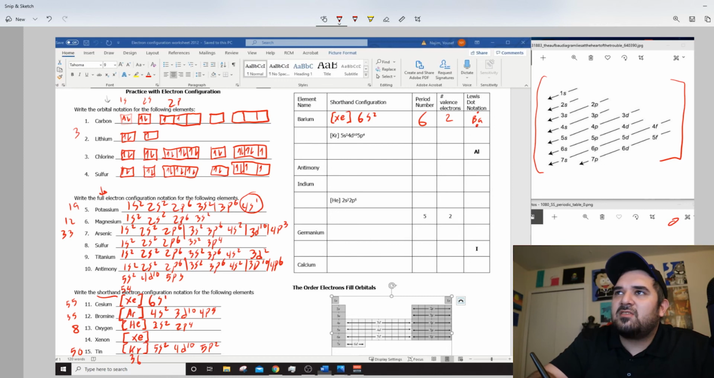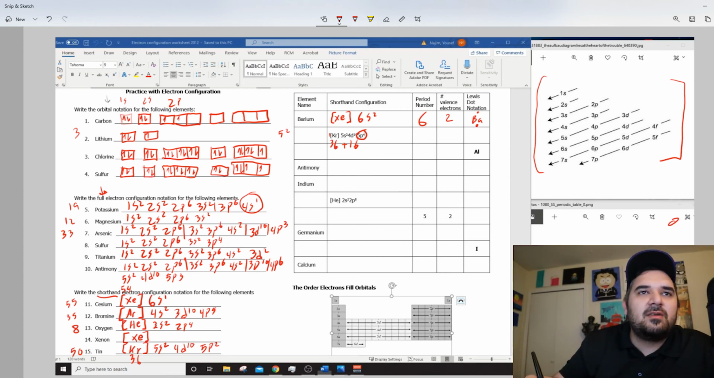So next one, it starts off with shorthand configuration, and we need to convert to regular. We need to figure out which element we're dealing with. So we have krypton, and krypton has 36 electrons. So 36. Plus we have 2, 10, and 4, which is 16. So 36 plus 16, that equals, carry the 1, so 52. And another way to do this is just look at the last thing. So 5p4, that's 1, 2, 3, 4. It's going to put us right at Te. So Te is going to be tellurium.